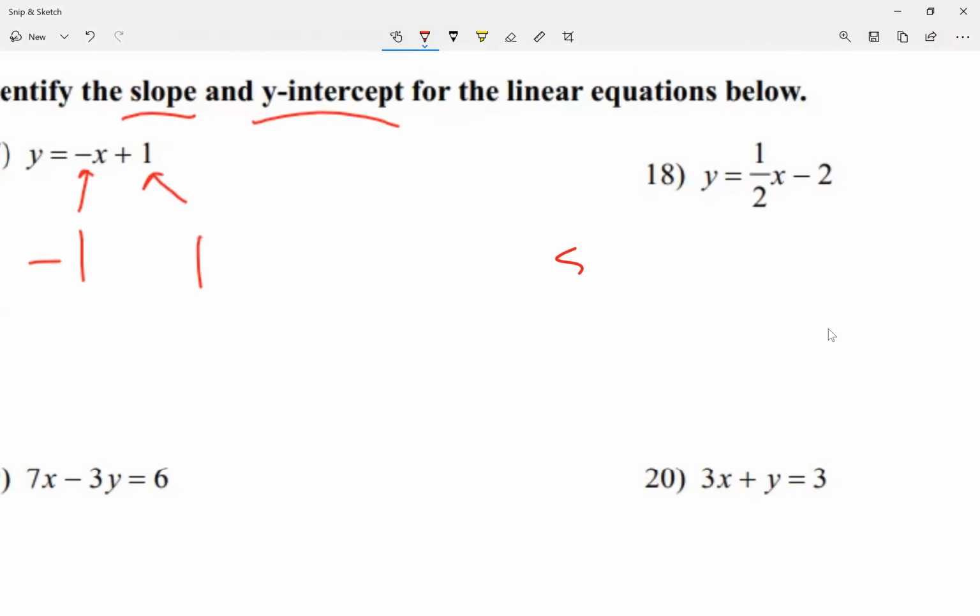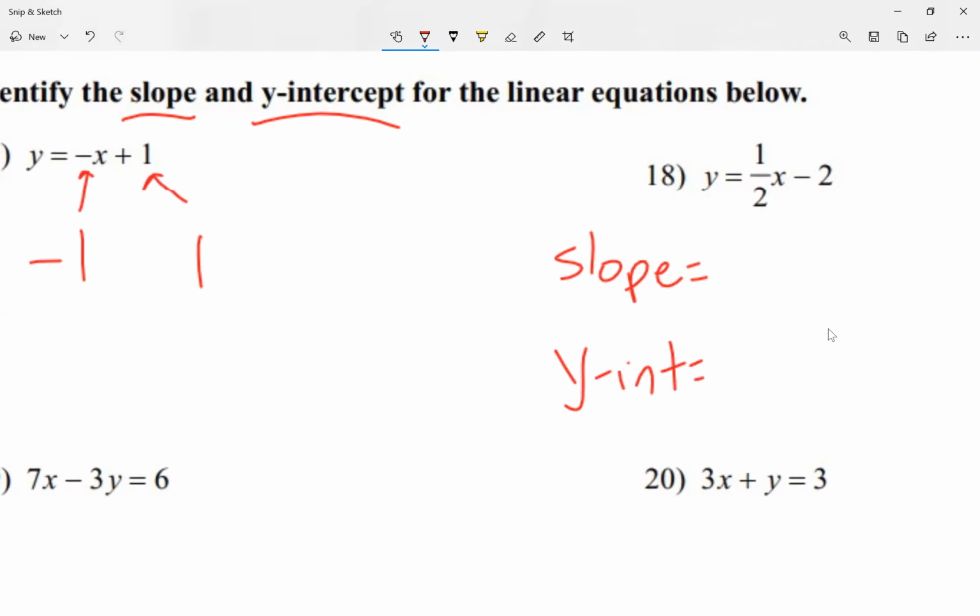Let's take a look at number 18. I'll even write here my slope and my y-intercept. My slope is a number in front of the x, so it's 1/2. My y-intercept is a number at the end with the sign included. So in this case, it would be a -2.